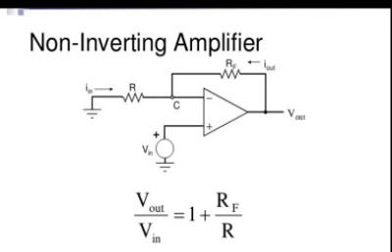So we can say V1 is equal to V in and V2 is equal to 0 volt. At the mathematical level we can take it like that.